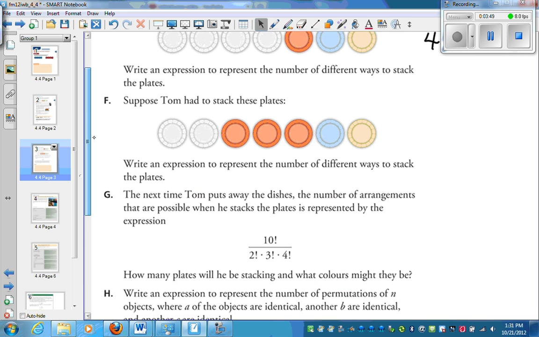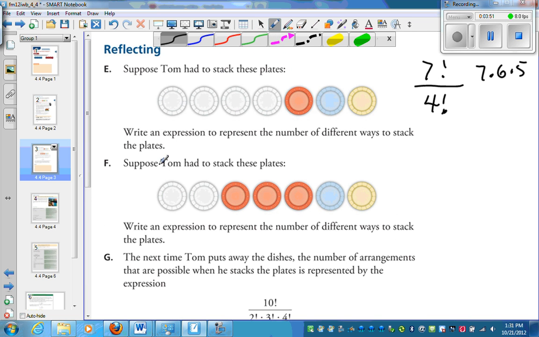Oh, we just need to write the expression. Okay. Suppose he had to do this. So there's still 1, 2, 3, 4, 5, 6, 7. So it would be 7 factorial. Let's look at, we have 2 repeated there, and then we have 3 repeated there.